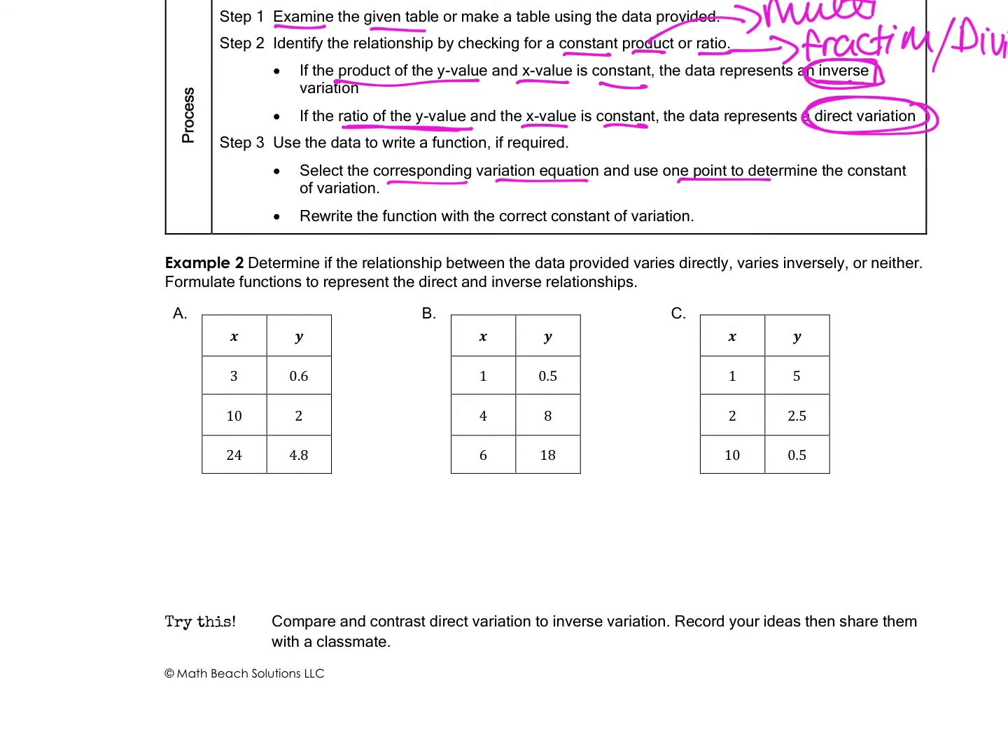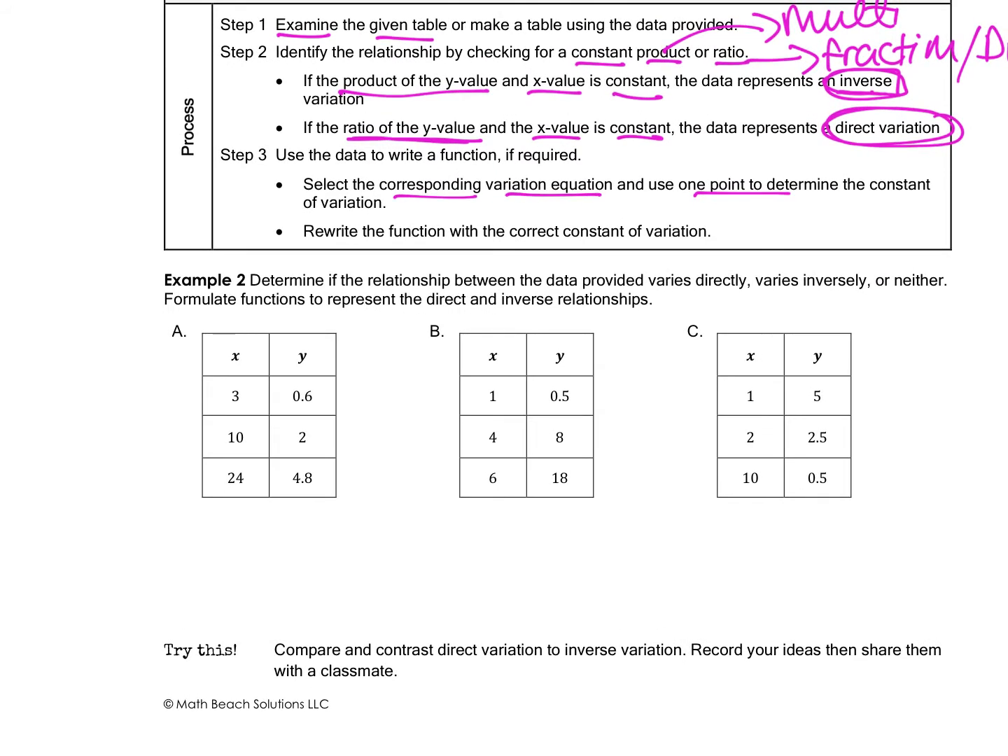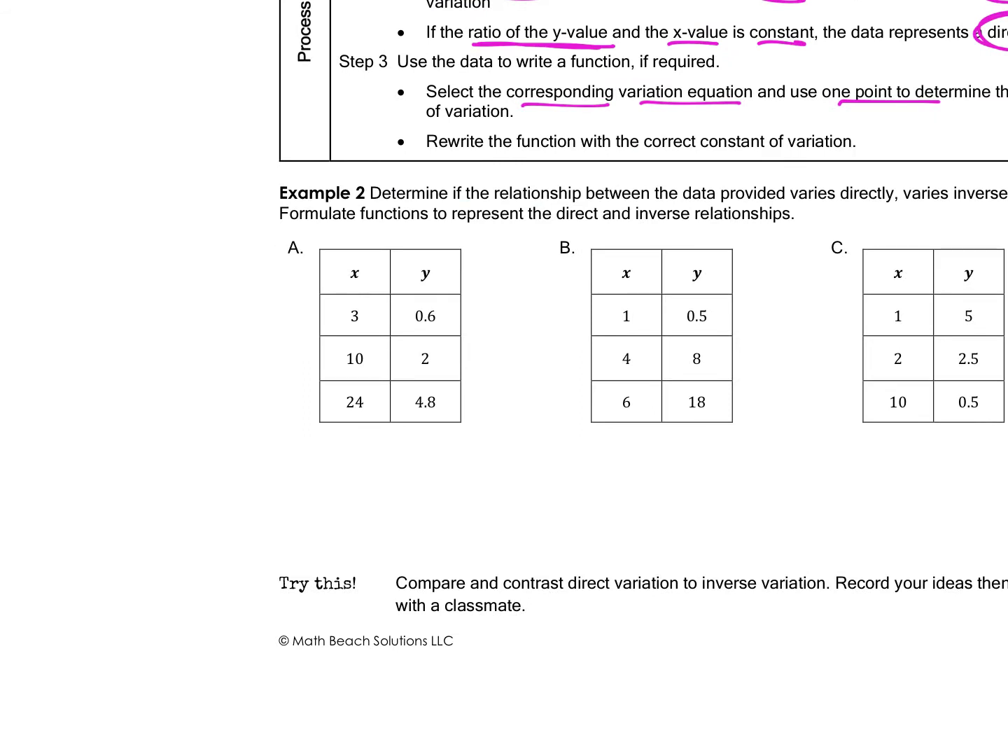Okay, so we're going to compare on the table the y and the x. First off, I would just start out with dividing it. So 0.6 divided by 3, 2 divided by 10, and 4.8 divided by 24. So you're just taking the y value, dividing it by the corresponding x to see if there is a constant of variation. So I'm going to have 0.6 divided by 3, which is 0.2. 2 divided by 10, which is 0.2. And 4.8 divided by 24, which is also 0.2.